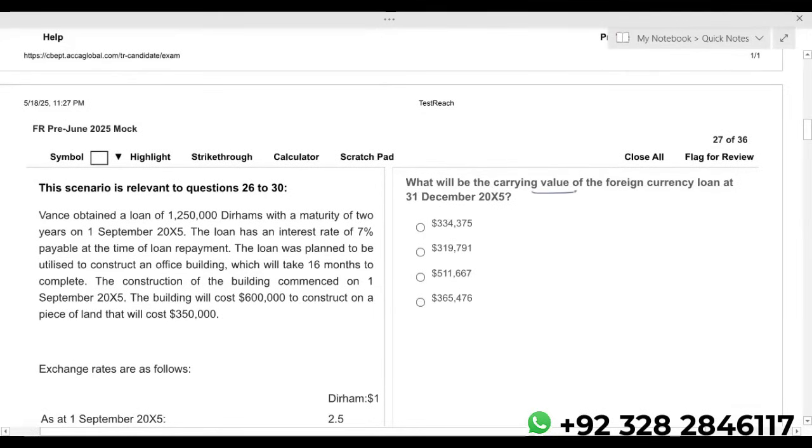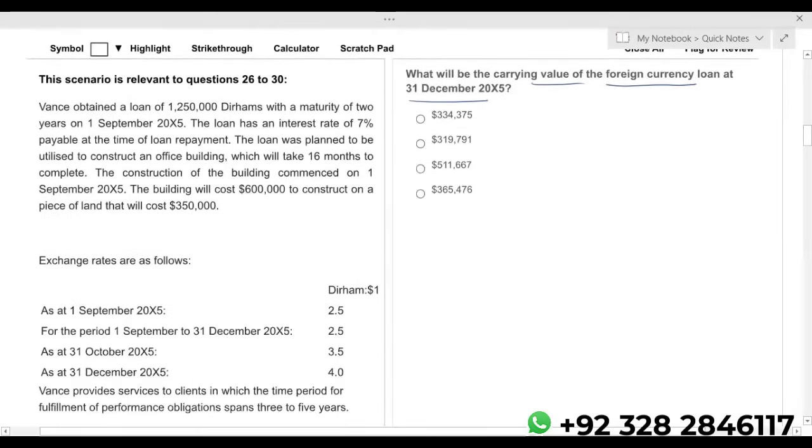What will be the carrying value of the foreign currency loan at December X5? IAS 21, foreign currency transactions. I love it. This is my personal favorite, I'm telling you. Seriously. Now let me tell you, the examiner is only asking us the foreign currency loan carrying amount on December X5. Number one, a foreign currency loan is a monetary liability. Initially, you have to translate at the spot rate on transaction date. Then on each SOFP date, you have to retranslate by using the closing rate, and the closing rate is the exchange rate on SOFP date.